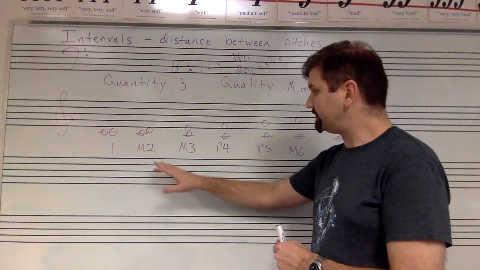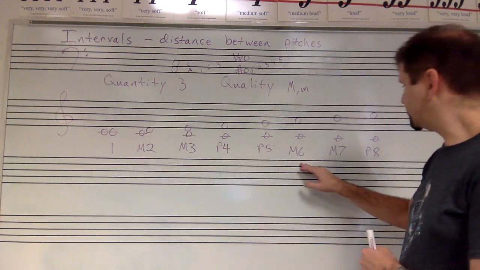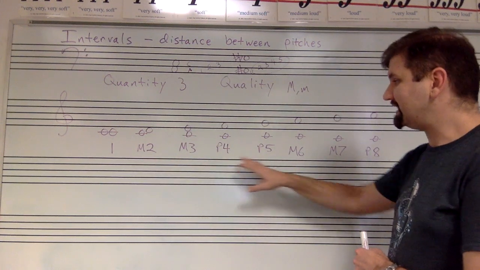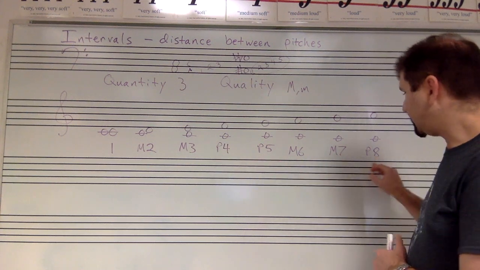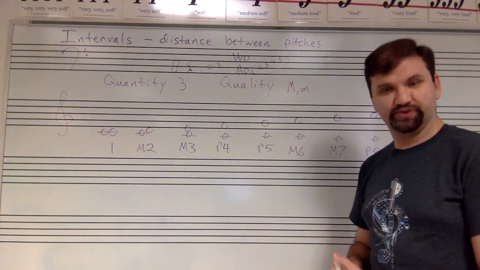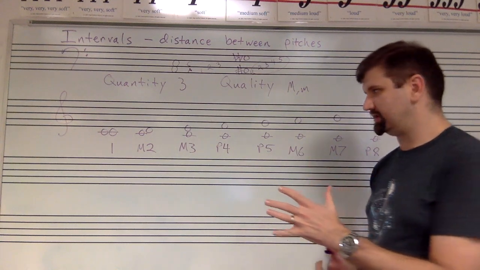I should also point out that seconds, thirds, sixths, and sevenths can never be perfect intervals. And fourths, fifths, and eighths can never be major intervals. So these are two separate groups.